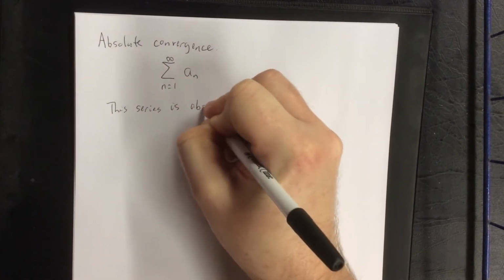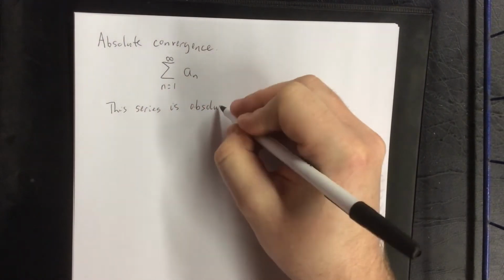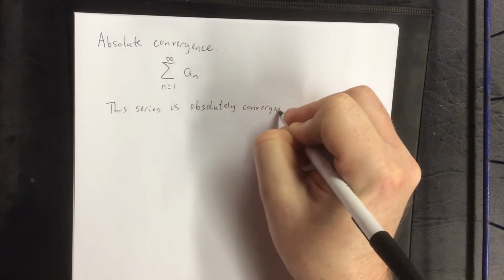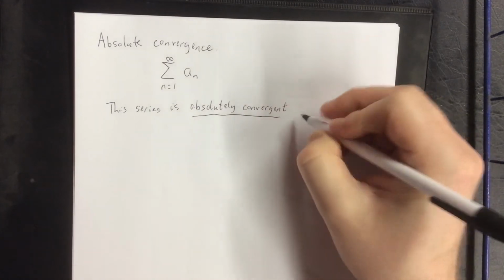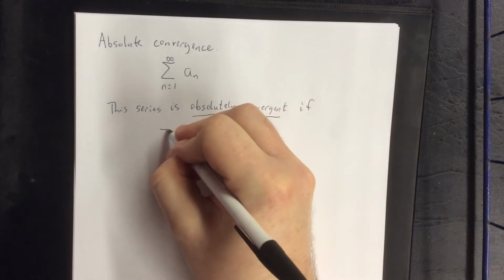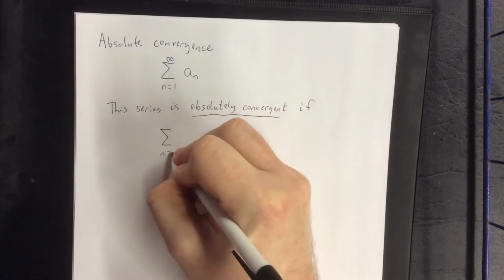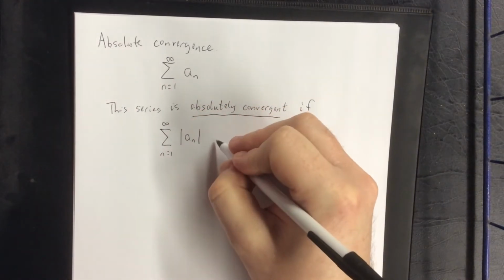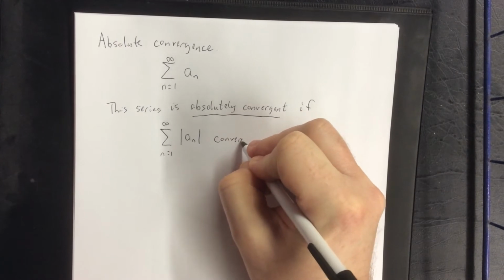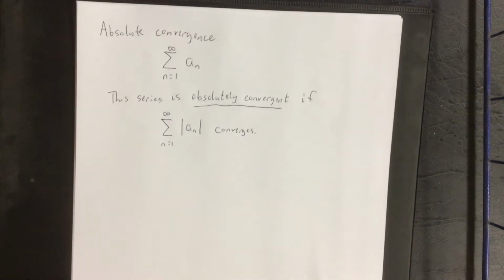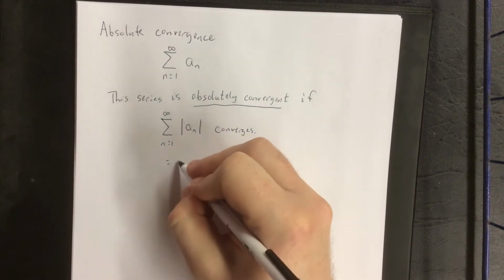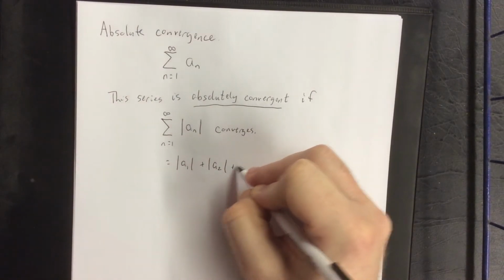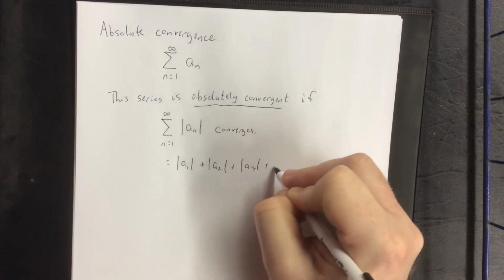This series is called absolutely convergent, or converges absolutely, if the series sum from n equals 1 to infinity of the absolute value of a sub n converges. Now the appearance of this series would be the absolute value of a sub 1 plus the absolute value of a sub 2 plus the absolute value of a sub 3 and so forth and so on.